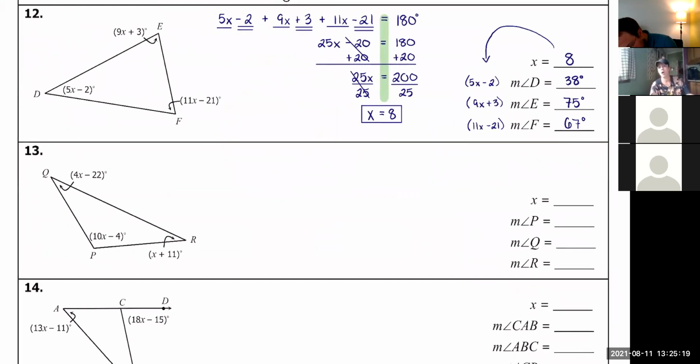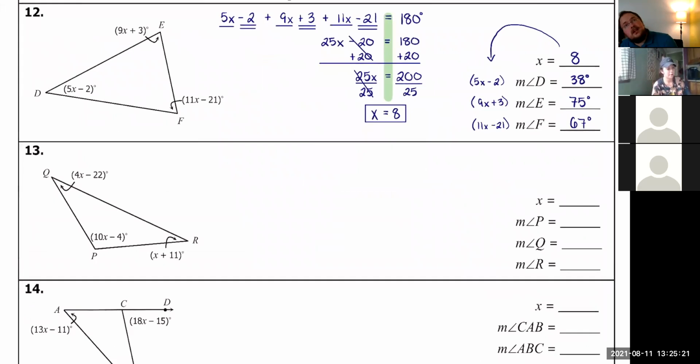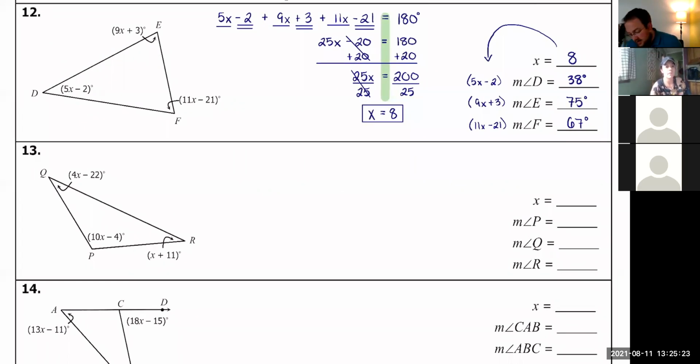Next one here, I'm going to skip number 13, but I will give you the solutions there. It's very similar setup to number 12. For x, you should get 13. Angle P then will be 126 degrees. Angle Q would be 30 degrees. Angle R should be 24 degrees.